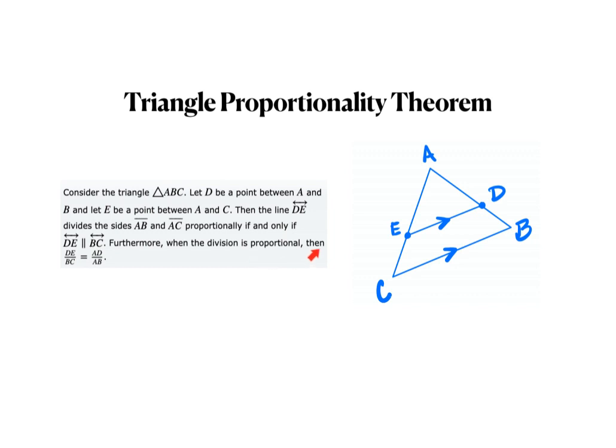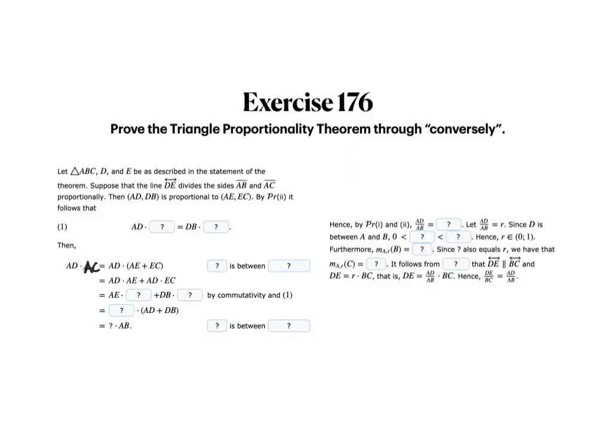Furthermore, when the division is proportional, then DE over BC equals AD over AB. Next, we're going to prove the triangle proportionality theorem, and I'm doing this in two parts. The first part is going to go through to the word conversely, so I only want you to do up till you see the word conversely that follows directly after this paragraph. So press pause, work on it, and when you're ready for the answer and an explanation, press play again.